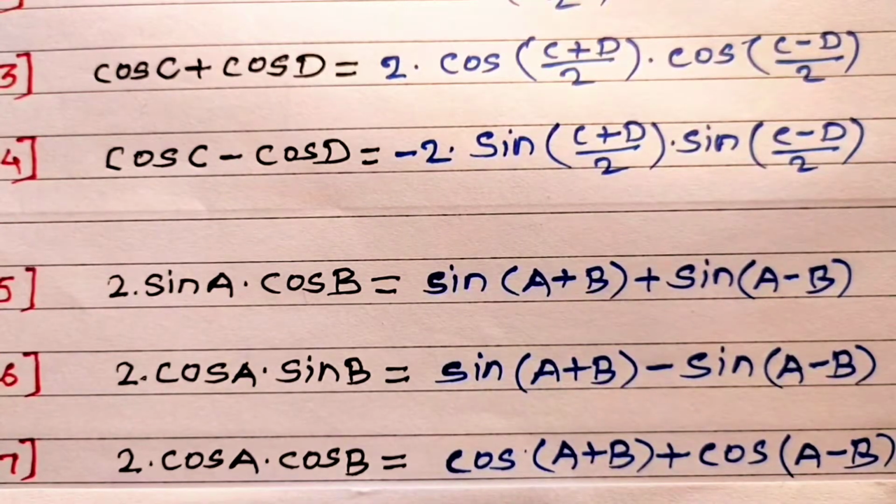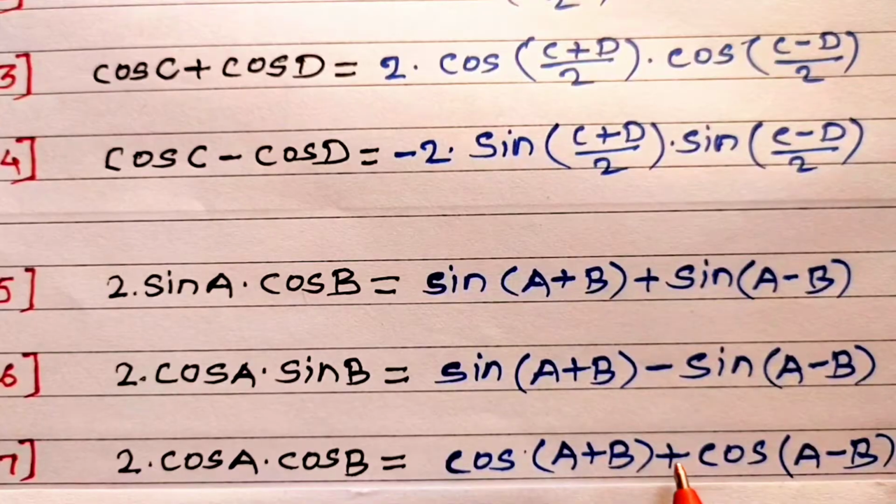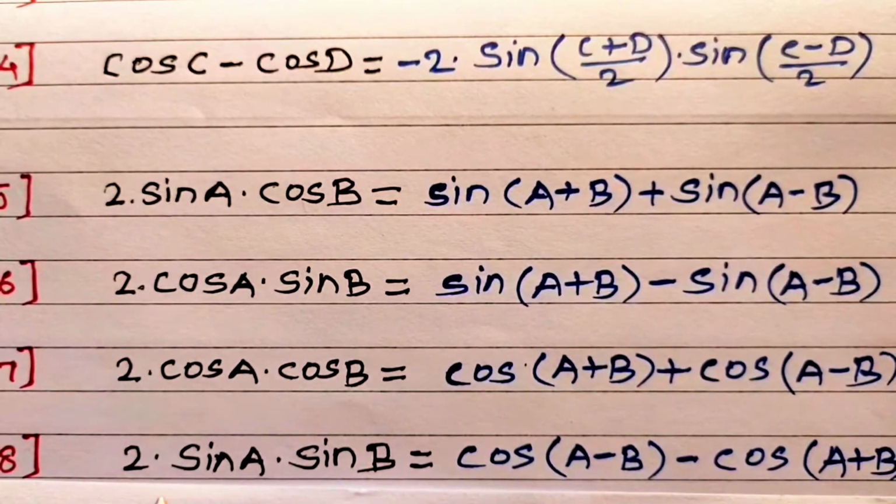Formula number 7, 2 times cos A into cos B is equal to cos of (A plus B) plus cos of (A minus B). Formula number 8, 2 times sin A into sin B is equal to cos of (A minus B) minus cos of (A plus B).